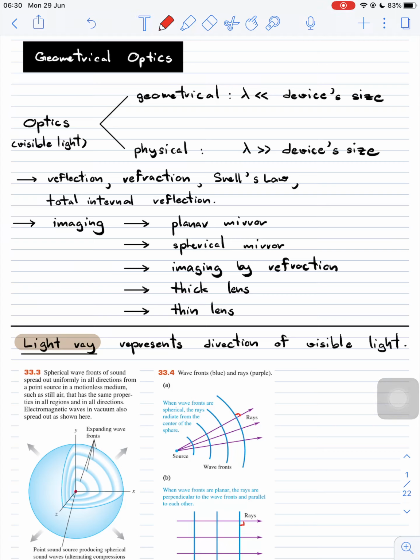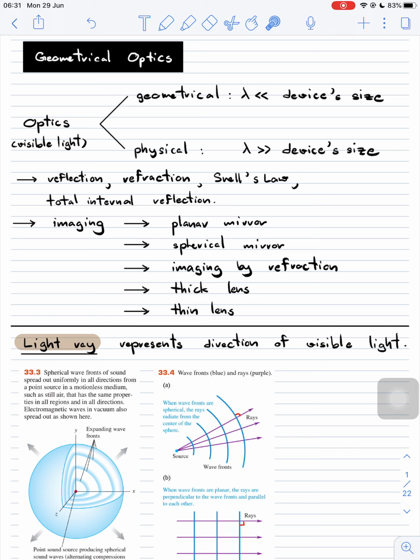Geometrical optics. When we talk about optics, we mainly consider visible light. It means that the wavelength of the electromagnetic wave is about 300 nanometers to about 750 nanometers, starting from the blue light and then to the red light. We can categorize optics into two types. The first one is called geometrical optics, and the second one is called physical optics.